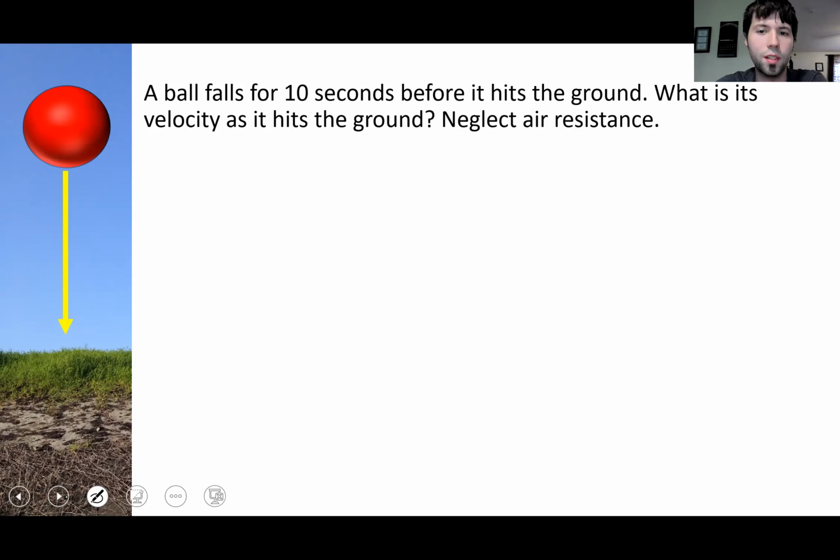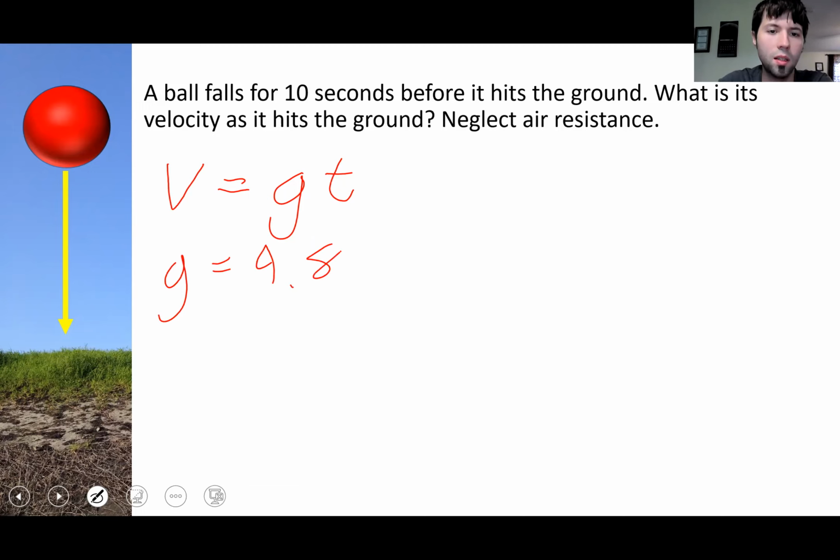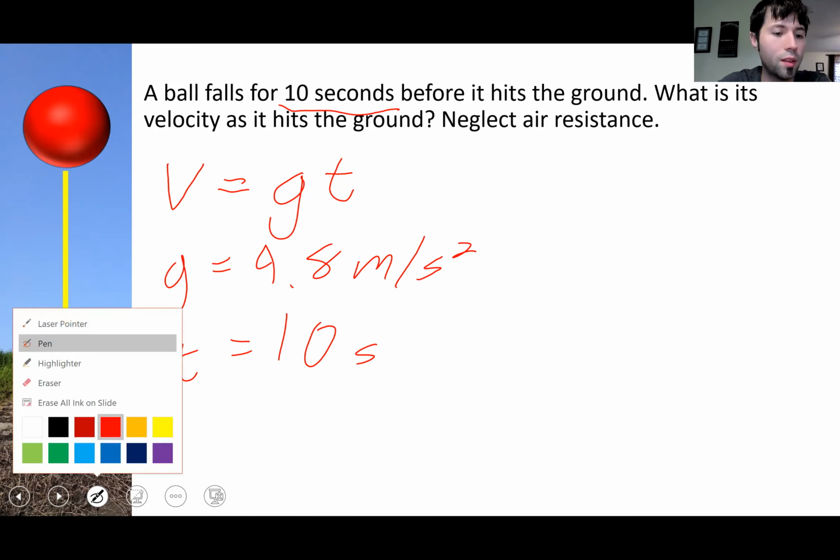So a ball falls for 10 seconds before it hits the ground. What is its velocity as it hits the ground? I'm just going to write the equation. If you want to see how we got this equation, you can go back. Velocity equals little g, the gravitational acceleration, times time. We know that g is equal to 9.8 meters per second squared. And we know that our time, given to us right here, is 10 seconds. So all we need to do now is plug everything in.